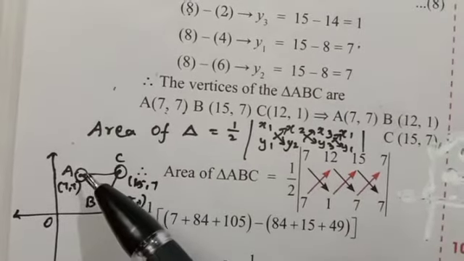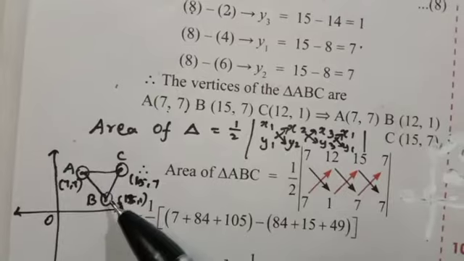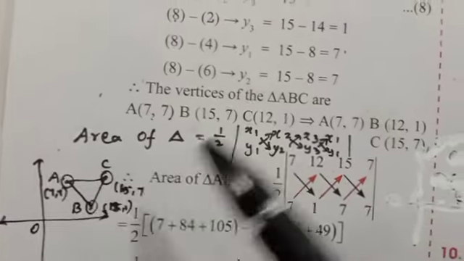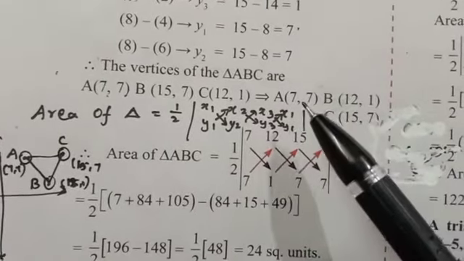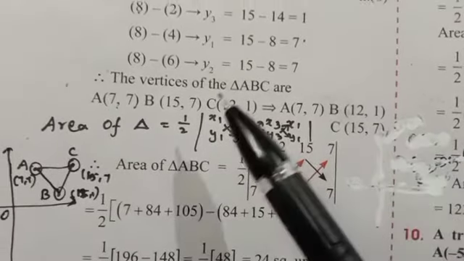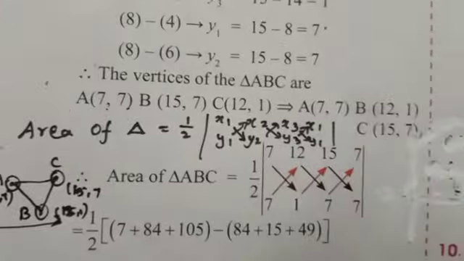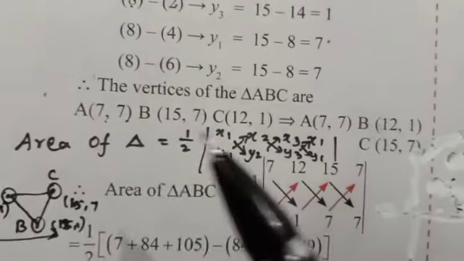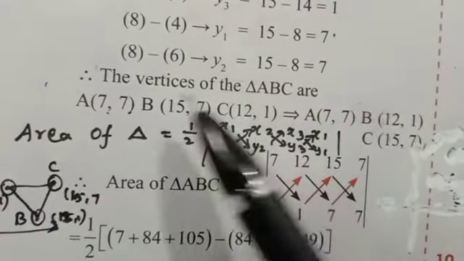So I choose this one as A, next is B, and then C. So the order of the triangle is (7, 7), (12, 1), (15, 7). Don't get confused here. These are the vertices we found for the given points.